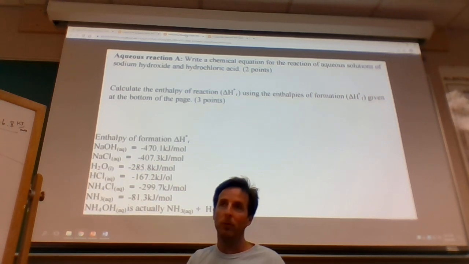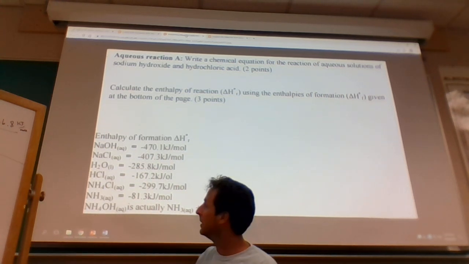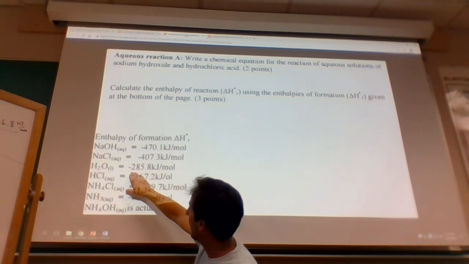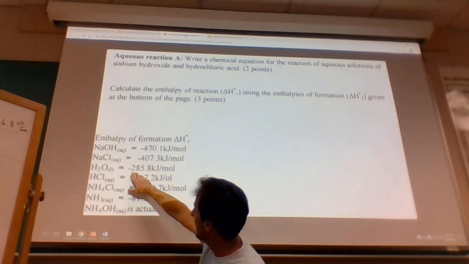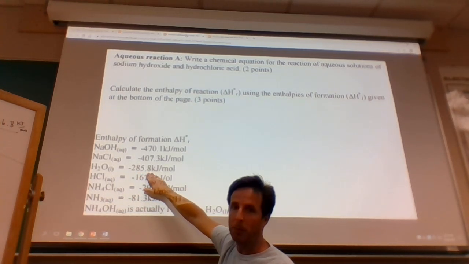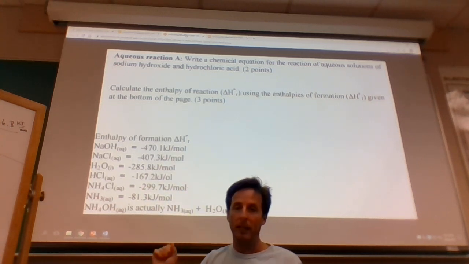Then, water is in our reaction, so we need to write down the value for water, which for liquid water is negative 285.8 kilojoules per mole. Okay, those are the two numbers that we need.